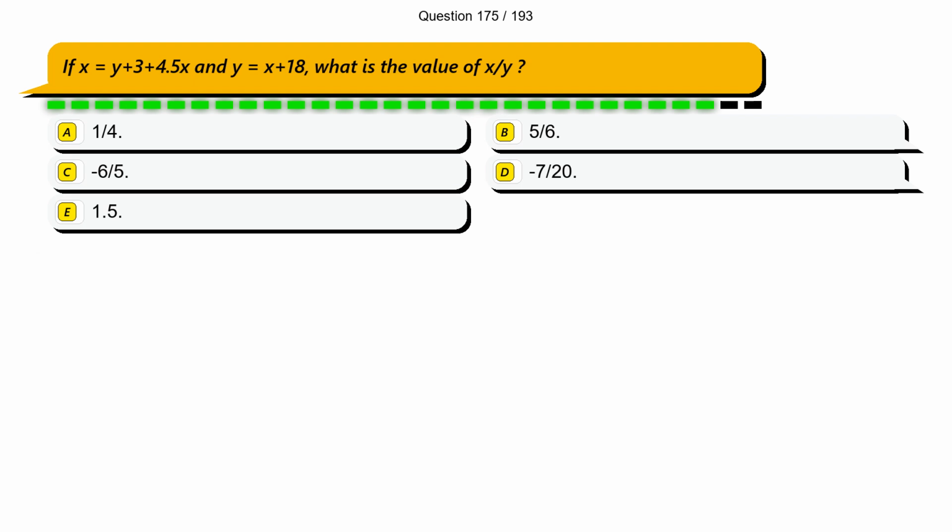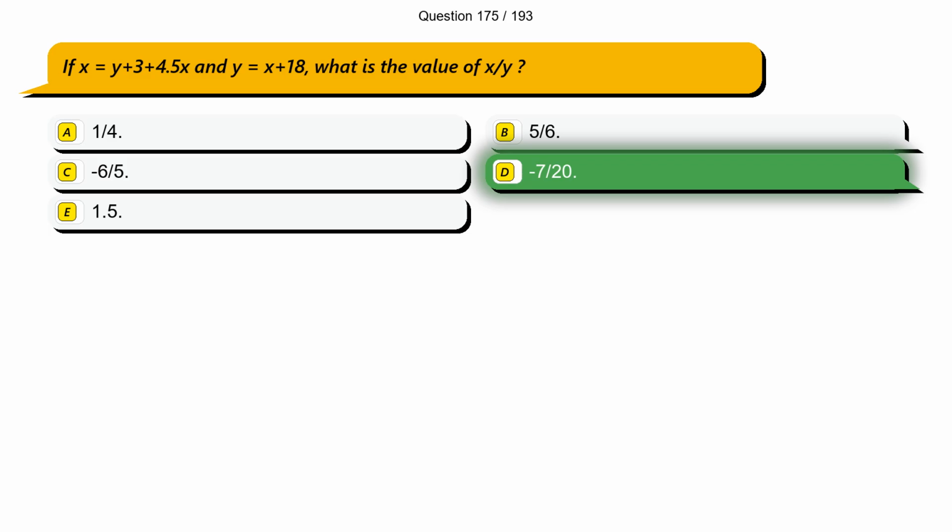Question 175. If x equals y plus 3 plus 4.5x and y equals x plus 18, what is the value of x/y? Option A 1/4, Option B 5/6, Option C minus 6/5, Option D minus 7/20, Option E 1.5.